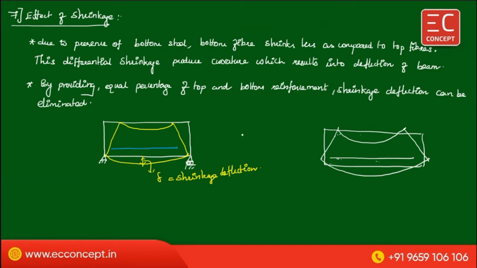How to avoid it? You have to avoid it by keeping an equal amount of reinforcement at the top also. Then the shrinkage will be uniform at both top and bottom. Therefore, we are able to avoid this.